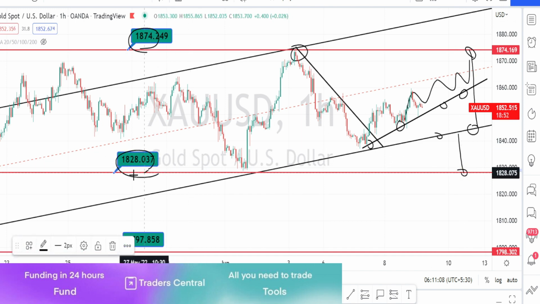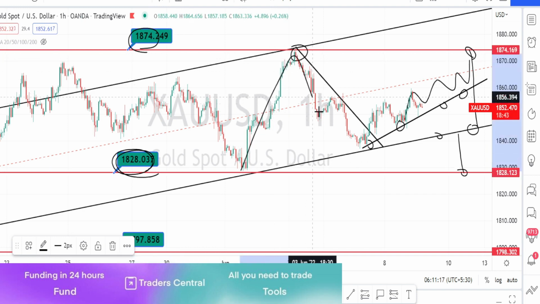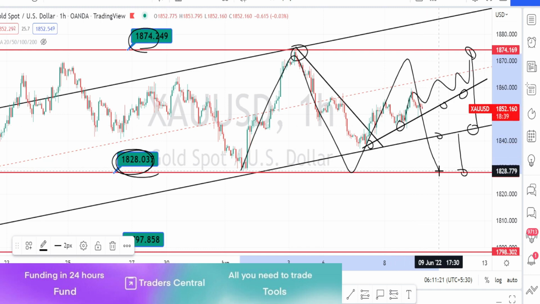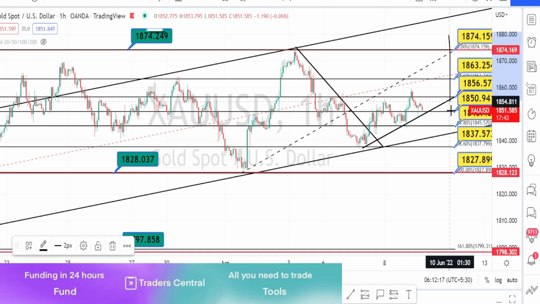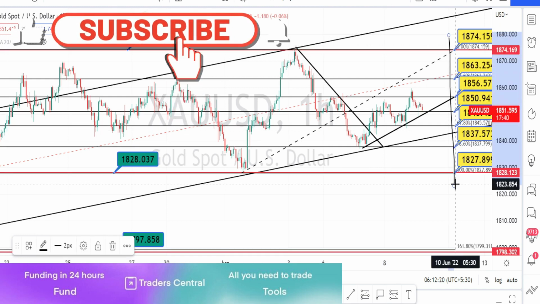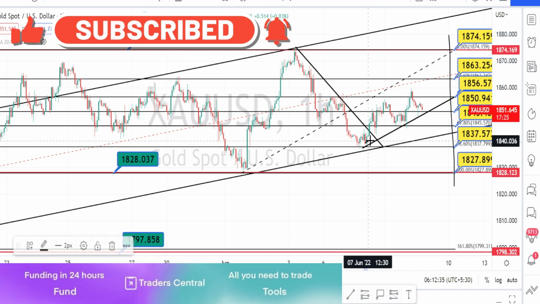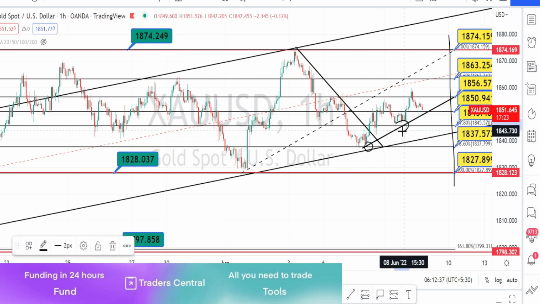As long as the price action doesn't break the support level of 1828 and the resistance level of 1874, we can expect the sideways price action to continue in hourly time frame also. Let us mark the support and resistance levels. So the values within these boxes are the resistance and support levels for hourly time frame. Currently the price action is trending on a bullish trend.